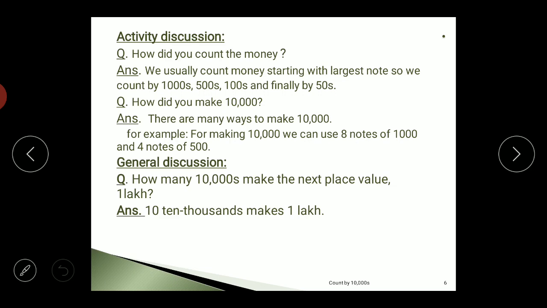How many 10,000s make the next place, 1 lakh? As we know, the next place of 10,000 is 1 lakh in the place value chart. As it is the very next place, the very next place is always 10 times the last place. So we need 10 of the 10,000s to make 1 lakh.